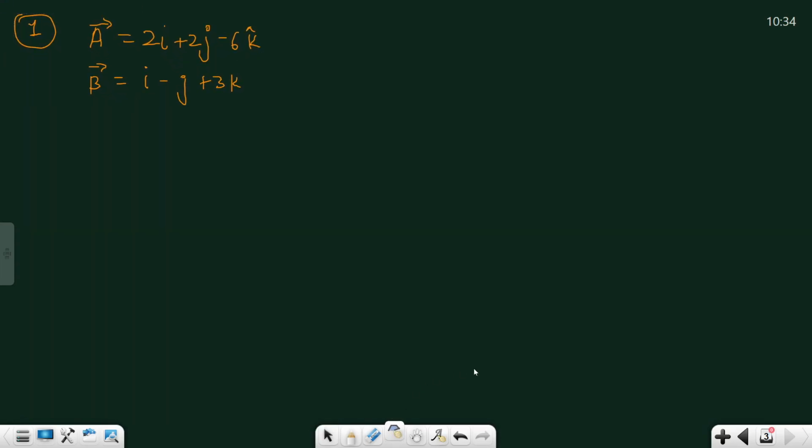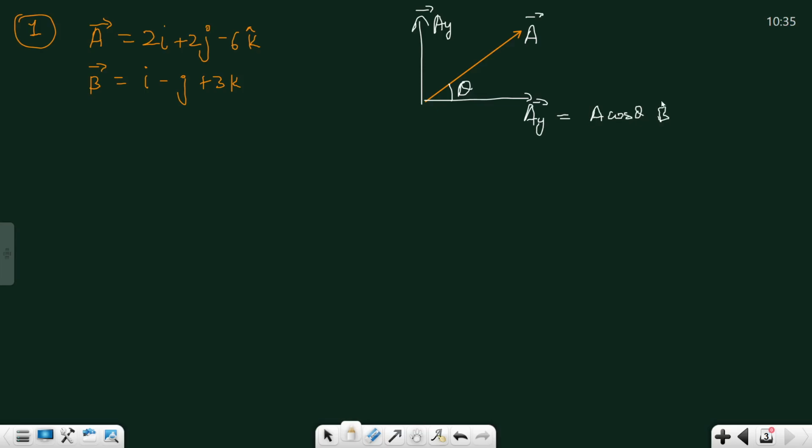So when you are having a vector, screen visible? You need to find out this vector, this AY vector. So how will you get this AY vector? This AY vector is equal to A cos theta as the magnitude, and the direction will be B.